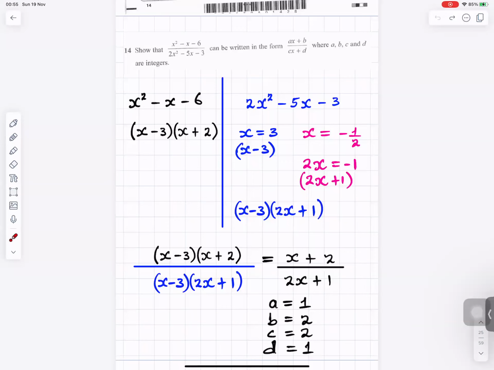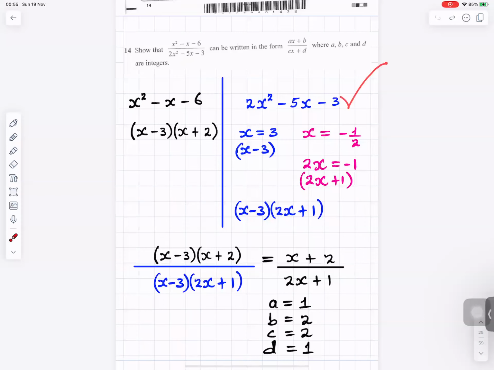Question 14 is algebra. You want to take this expression there and change it to look like that. So this is where you start, and this is where you're going to end. Let's factorize the numerator, x squared minus x minus 6. You want to put it in brackets, so you end up with x minus 3, x plus 1. And then the next one, 2x squared minus 5x minus 3. You put it in brackets, you end up with x minus 3, 2x plus 1.